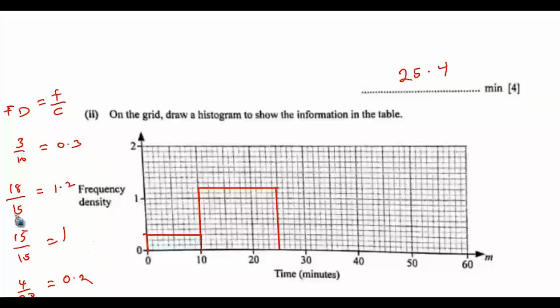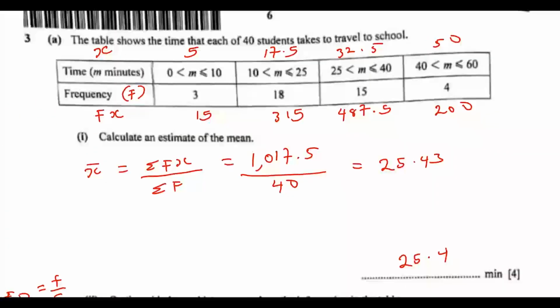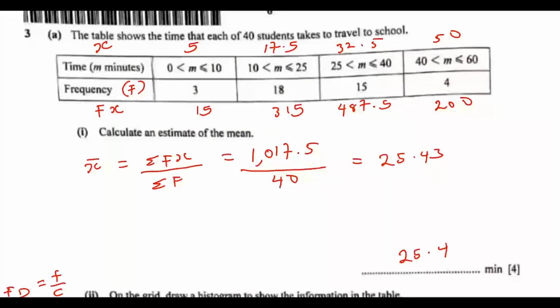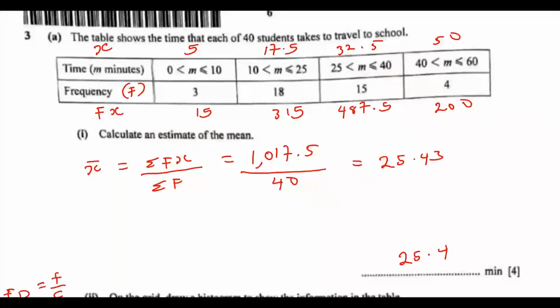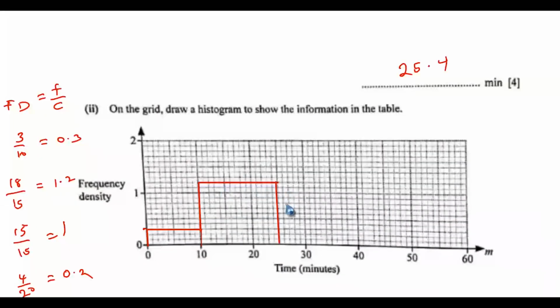So let's go for the third one. It will be when the frequency density is 1. The class size will be from 25 to 40. So 25 to 40, it will be here like this. Then we'll take it down from here.